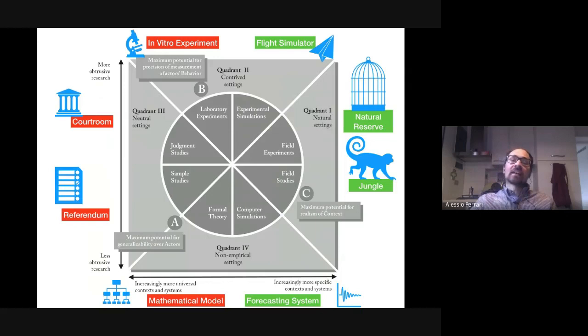So let's take again our diagram that we've seen in all our overviews of types of research strategies. And here you see that case studies are mostly applicable, of course, when we focus on context, so increasingly more specific contexts and systems. Typically, a case study is used in field studies and field experiments, but is also the topic of experimental simulations and computer simulations.